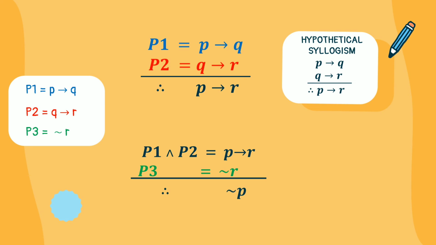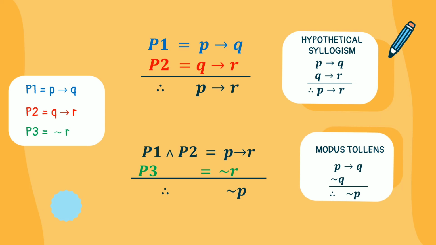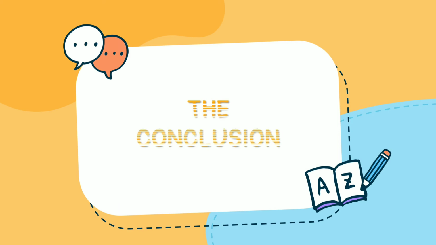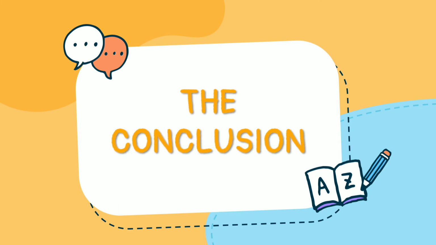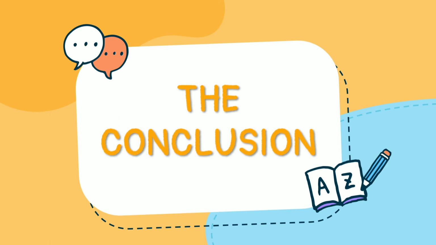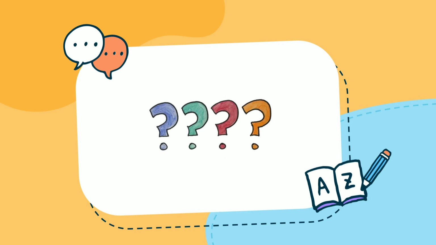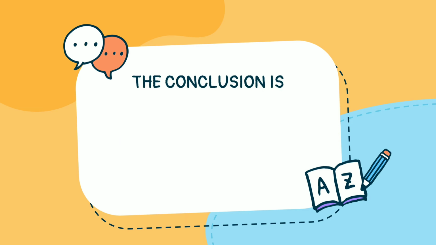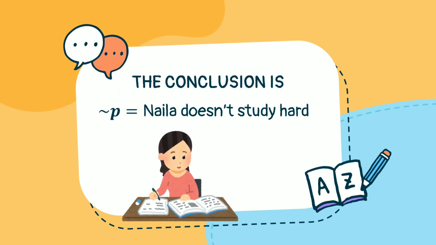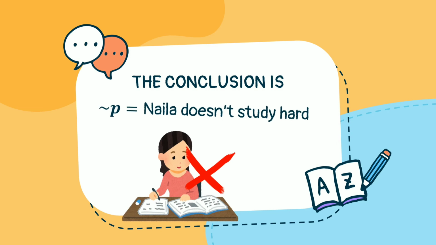How can we get this conclusion? Okay, we remember the rule of modus tollens. In modus tollens, if P then Q and not Q, therefore not P, right? Yay! Finally, from that statement, we get the conclusion. Do you know what the conclusion from that statement is? Right, the conclusion from that statement is not P. It means that Naila doesn't study hard.